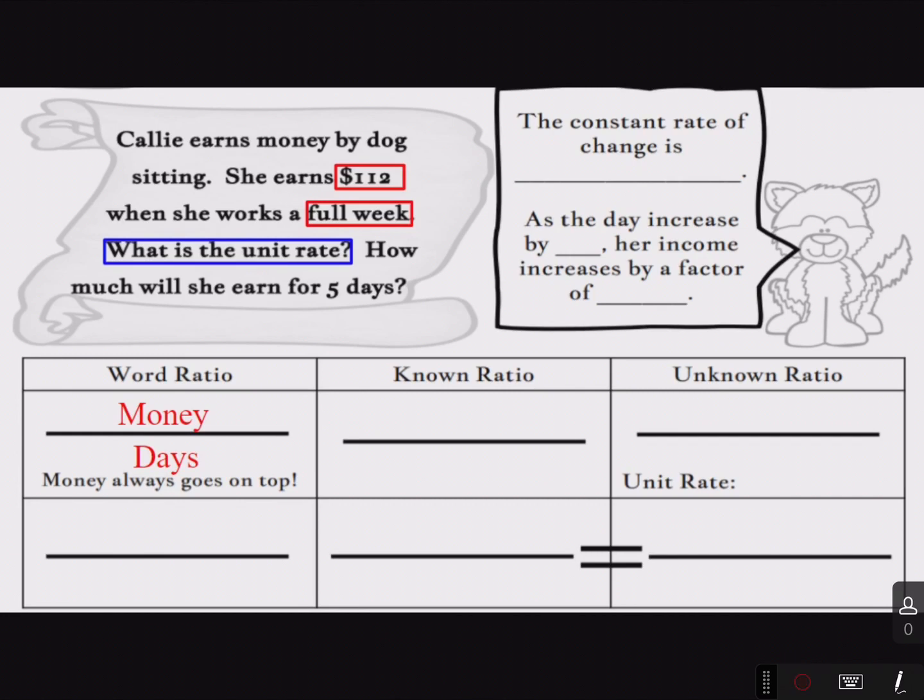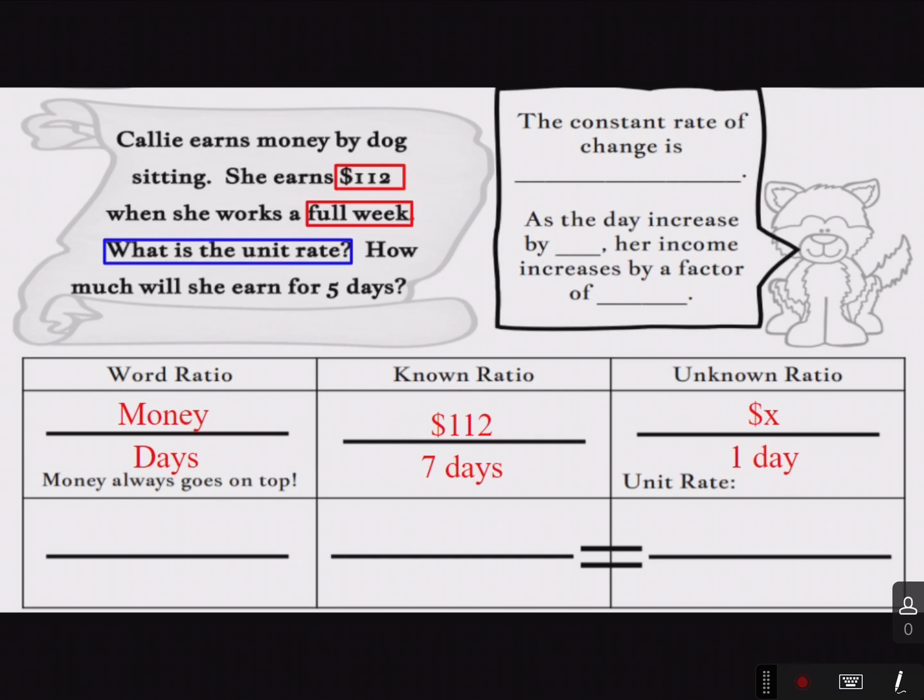The next thing is the known ratio, which is what we're going to write out from the question. So the money is going to go on top, so that is $112 on the top of our fraction line. And then on the bottom, we know that a full week is 7 days. The unknown ratio is what we have to set up now. We don't know how much she earns each day, so we're going to put a $ sign and x because we don't know how much money she earns each day. And again, both of the money values are on the top. And on the bottom, it's for 1 day.